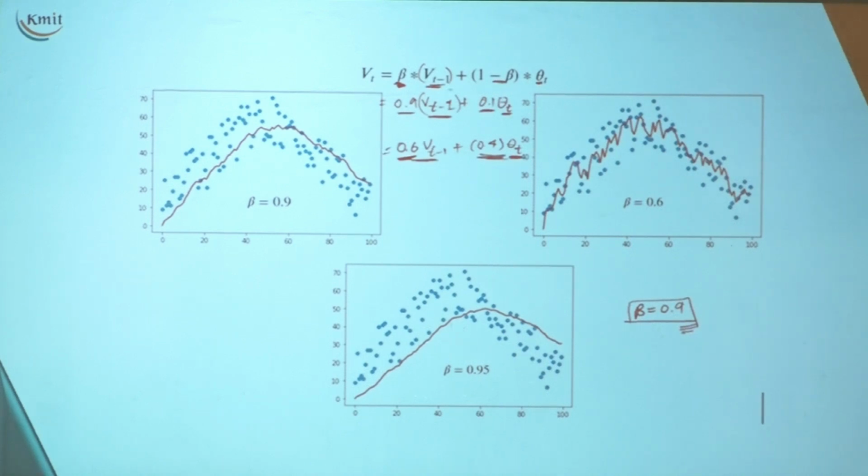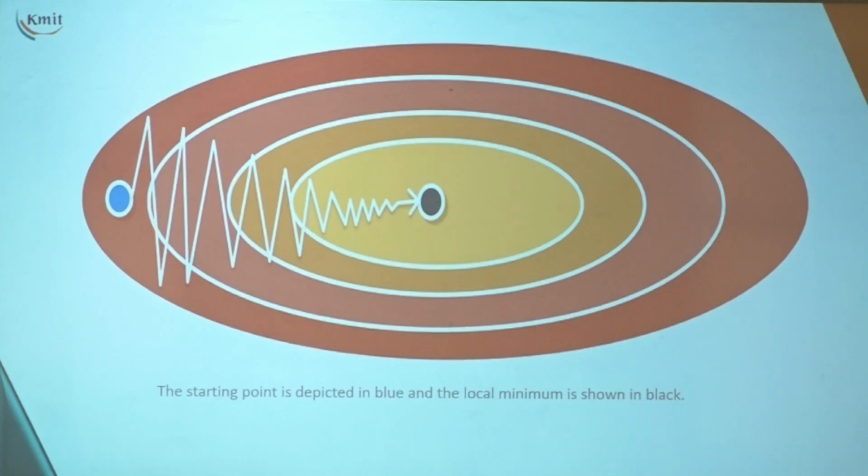So, beta value can be chosen between 0 to 1, but the ideal beta value that we take when we discuss momentum is what? 0.9. Just remember, as learning rate is chosen to be 0.01, the beta value by standard we choose it as what? 0.9.